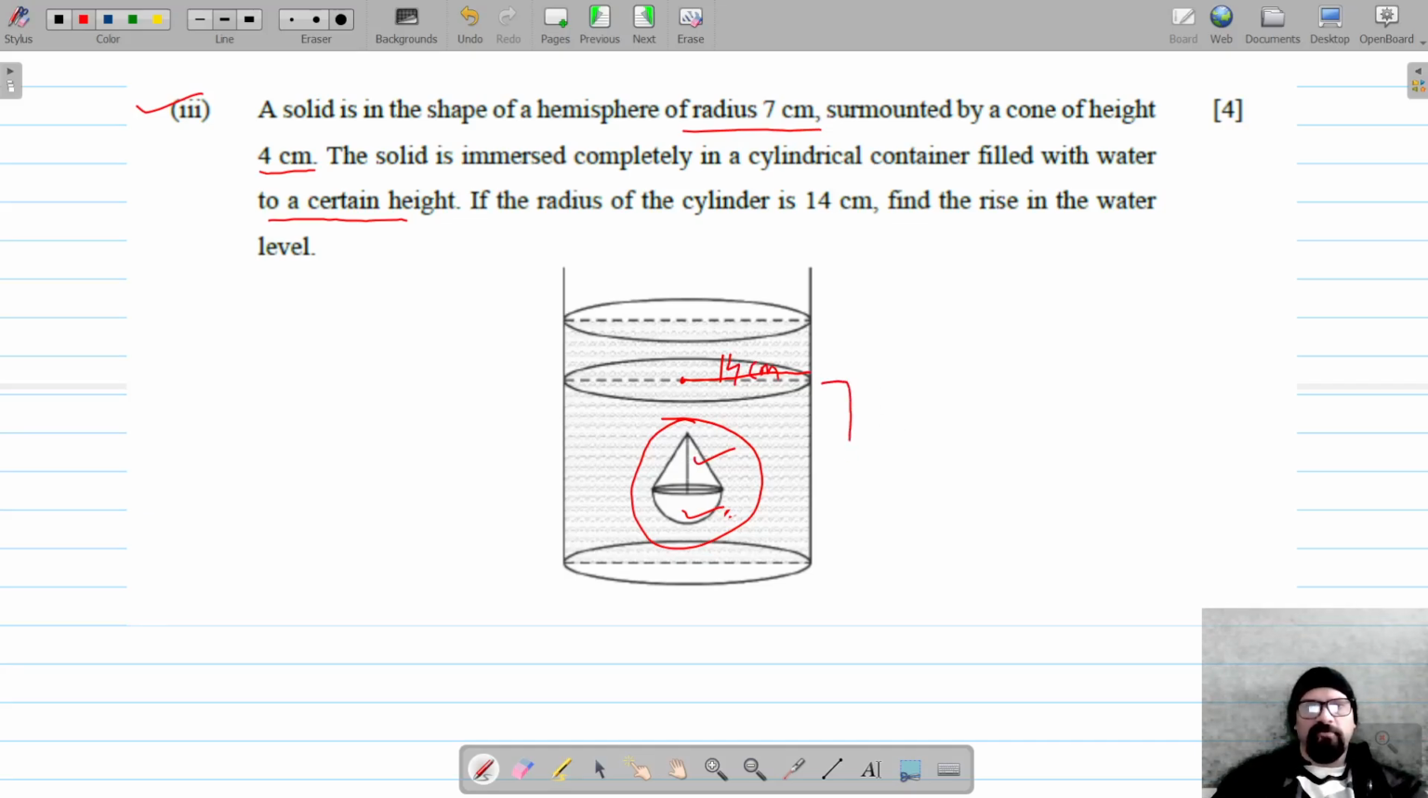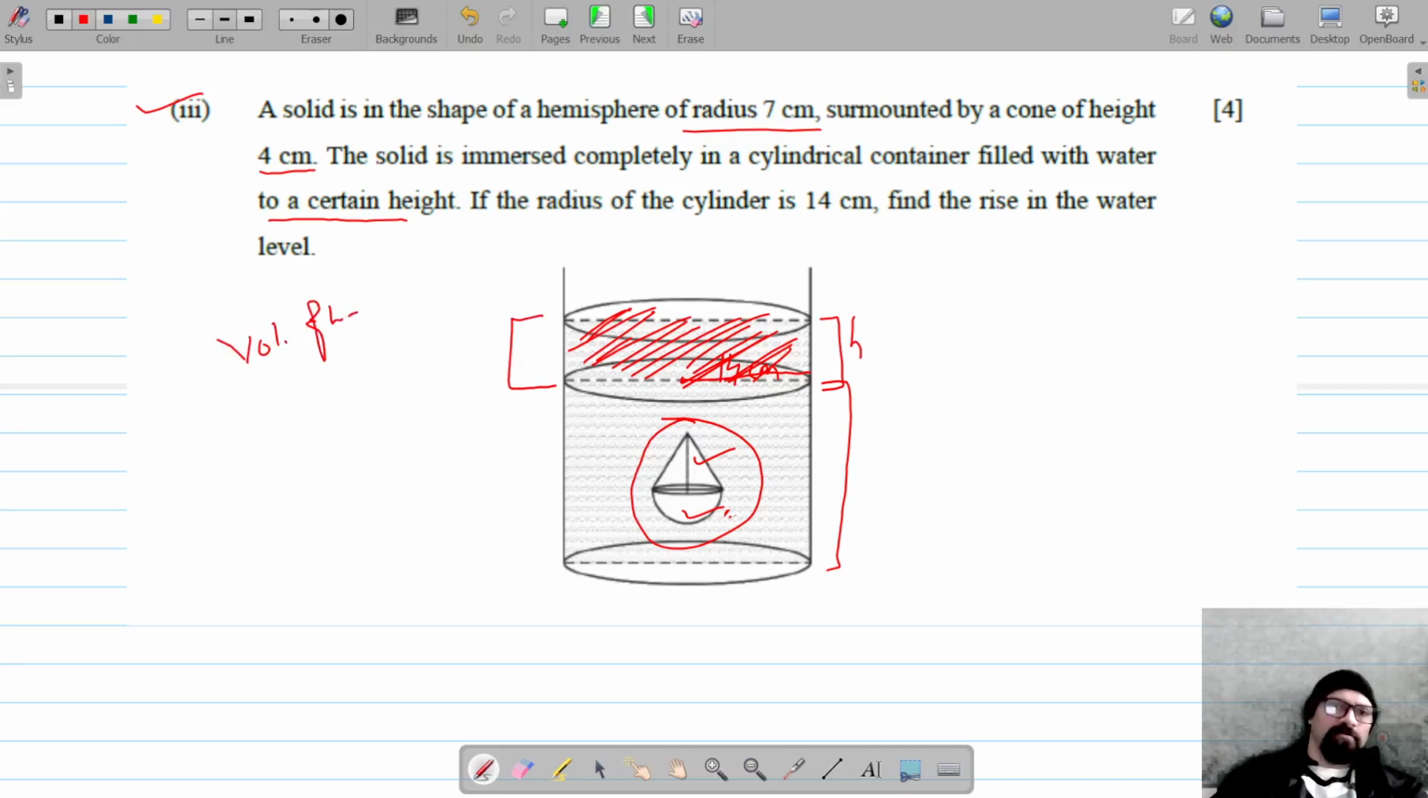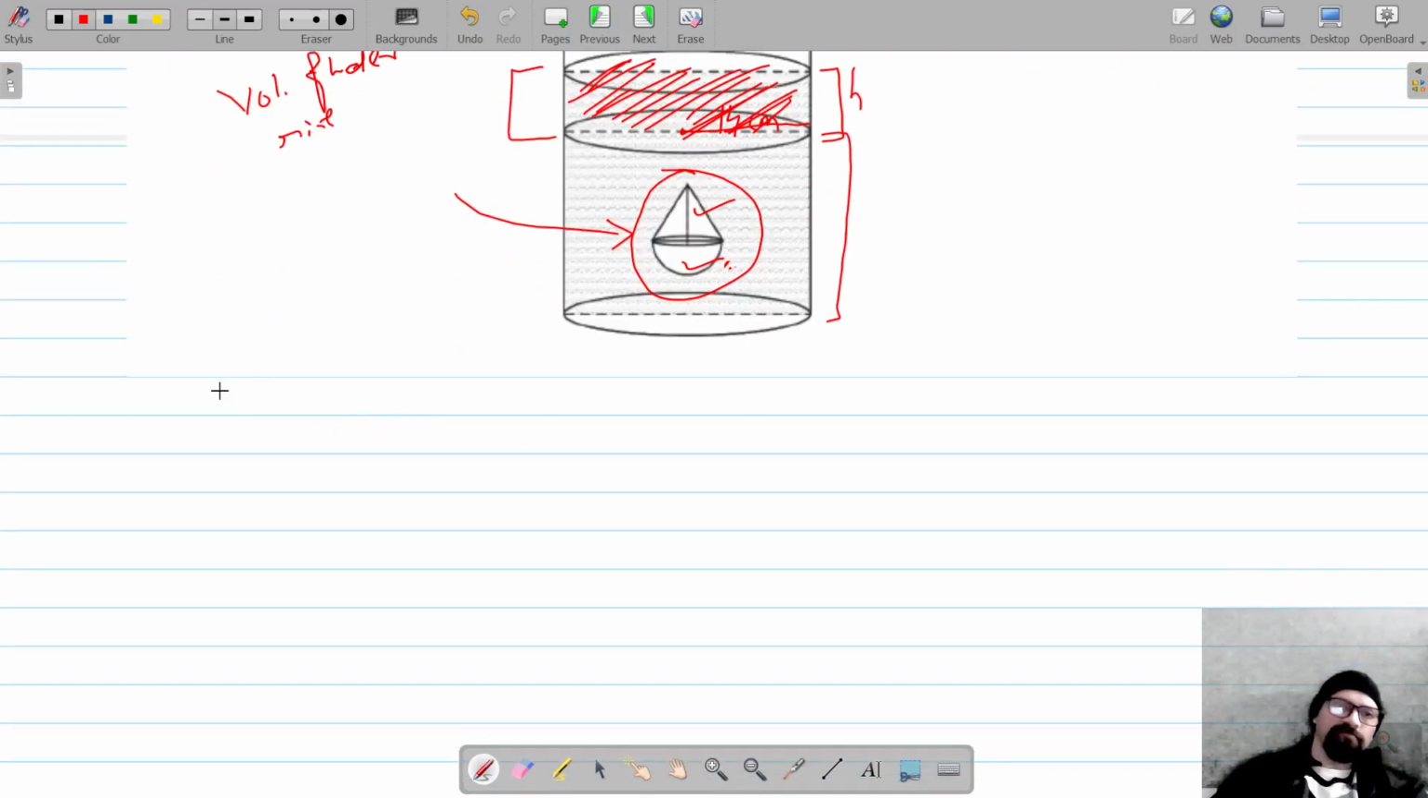So let's say this was the original water level, and let's say this h is the rise, the height to which water rises. Now the water that rises, this volume will be equal to the volume of the solid immersed. So we are going to use this concept. Volume of water raised, which is in the shape of a cylinder, is equal to the volume of solid immersed.